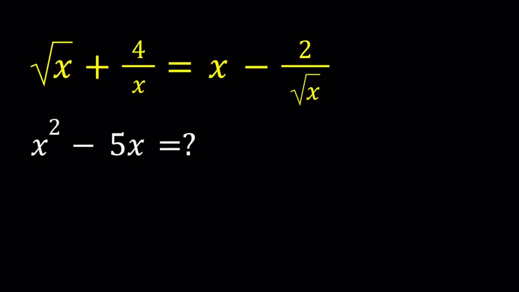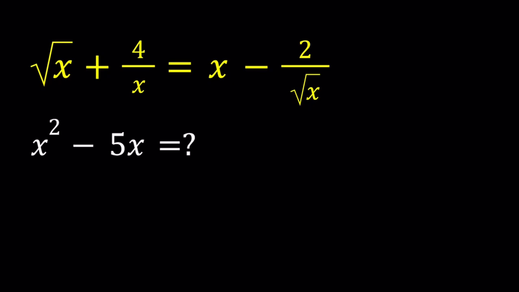Hello everyone. In this video we're going to be solving a radical equation. We have square root of x plus 4 over x equals x minus 2 over square root of x, and we're going to evaluate x squared minus 5x. In some cases we can find this directly. Sometimes we can solve for x and just plug it in.